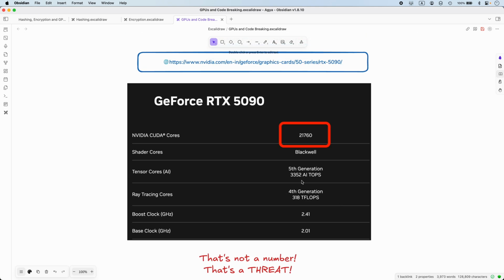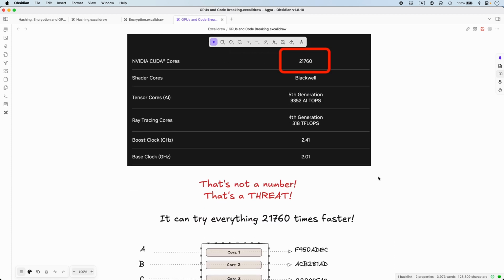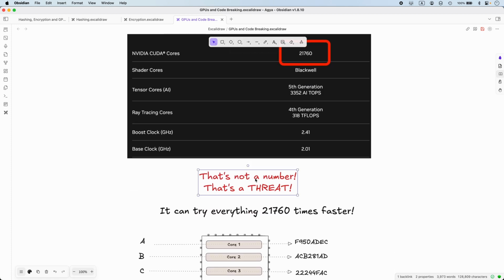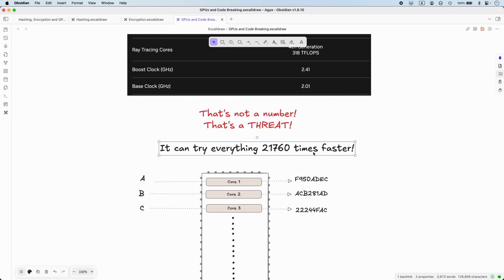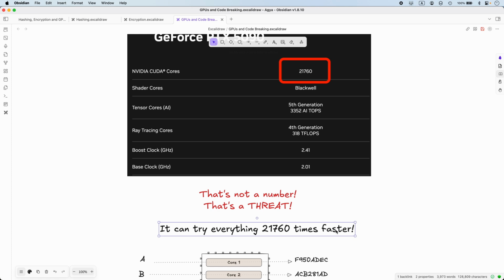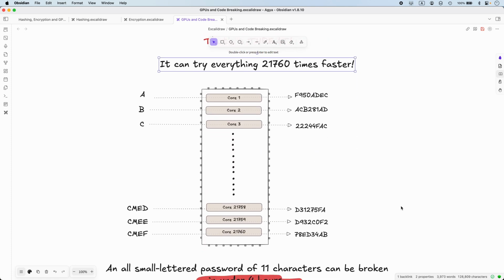Right? So holding those assumptions, that is not a number, that is a threat to security. It can try everything 21,760 times faster. If you look at brute forcing, in one cycle, the first core would be trying out the hash of A, the last core would be trying a hash of a 4 charactered string. This is how fast it will move.